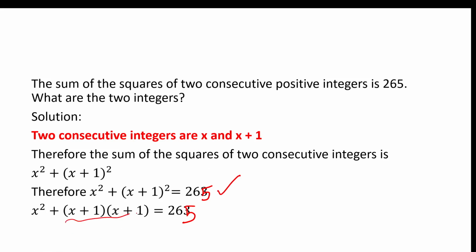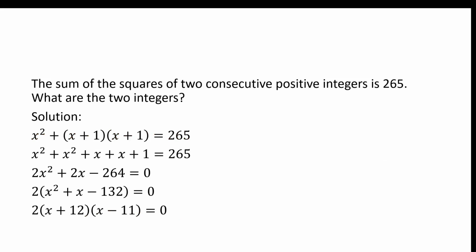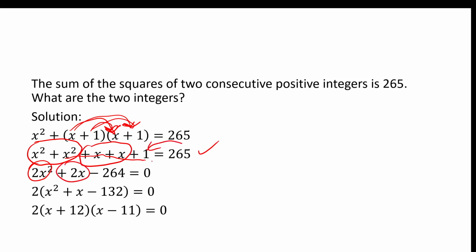We expand out x plus 1 quantity squared. When we do that, we get x squared plus x plus x plus 1, right here, and that's equal to 265. We can collect up our x squared plus x squared to get 2x squared. We can collect up our positive x plus x to get positive 2x. Subtract 265 from each side, we get negative 264. All of that equals 0.